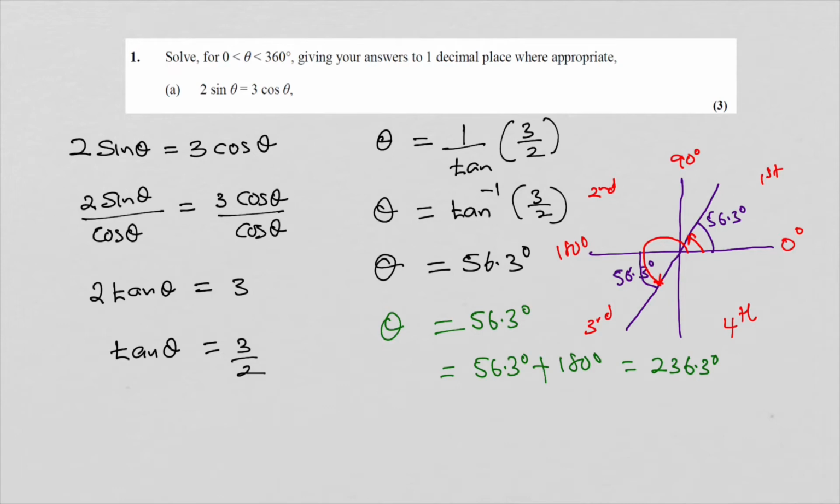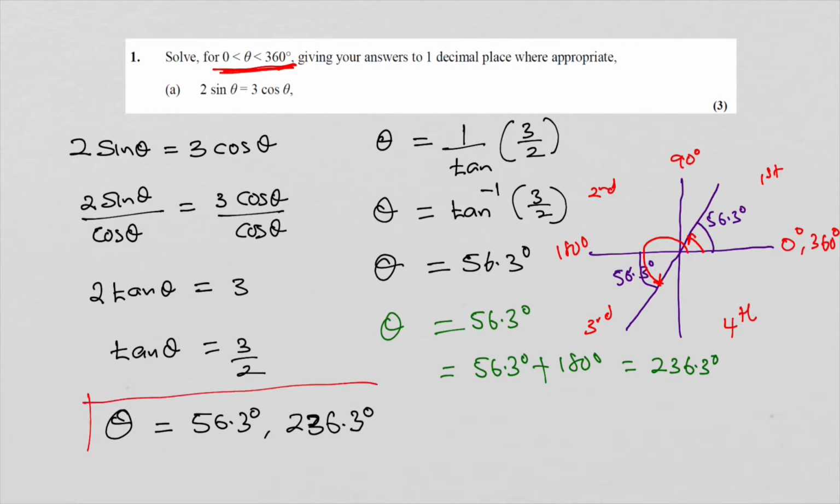So those are the two values that cover from 0 to 360 degrees, because when we go back here, it will be 360 degrees, and that's the boundary condition that we want between 0 and 360 degrees. So the answers to the question are theta equals 56.3 degrees and 236.3 degrees, and that's the required value of the angle theta.